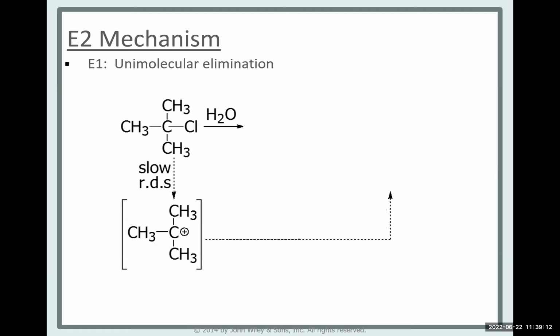So where E2 and SN2 are similar, they don't compete as much. They do still compete, but E1 and SN1 compete hard. We'll say SN2 and E2 are like siblings where they kind of compete. E1 and SN1 are like twins where they're right next to each other and really competing. Some twins, I don't know if they compete that hard, but that's kind of how I imagine it. These two kind of compete, these two really compete.